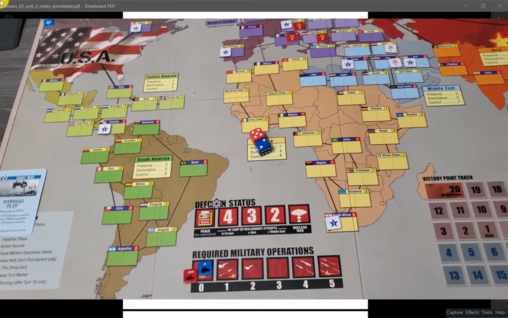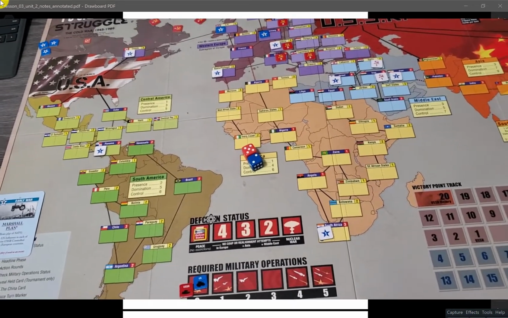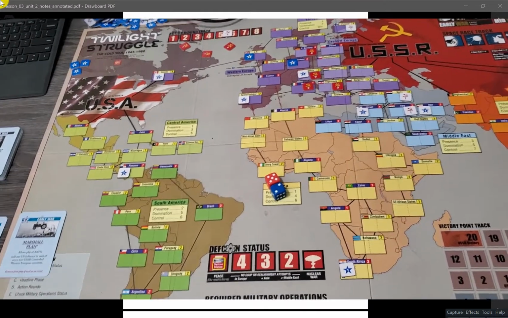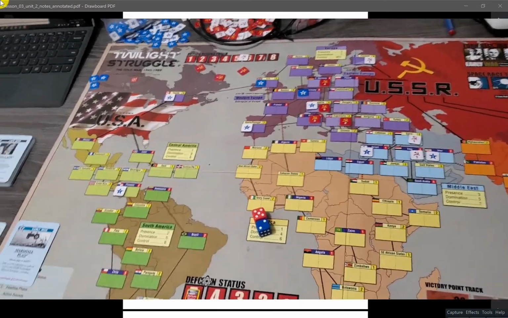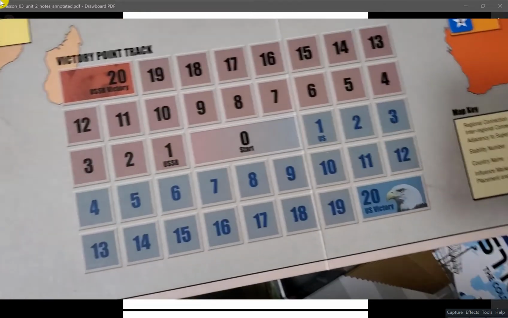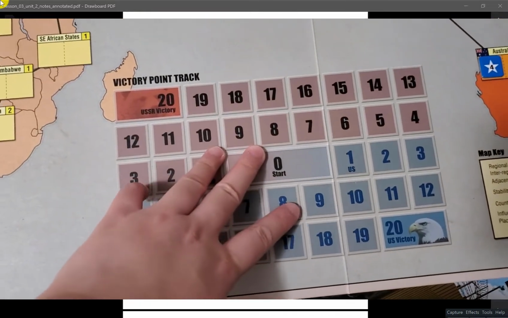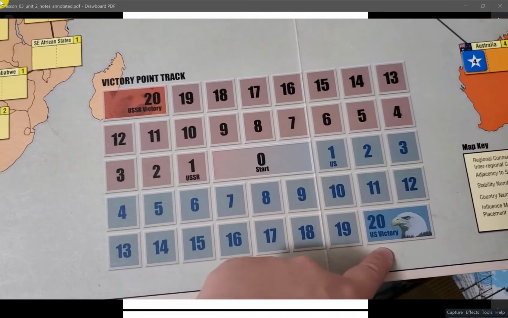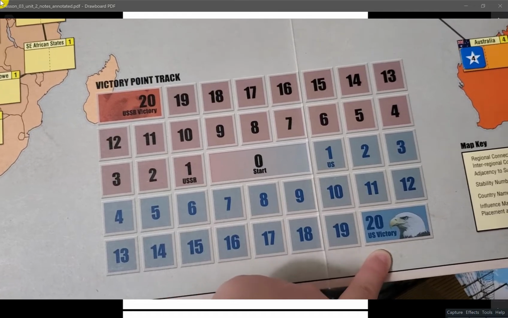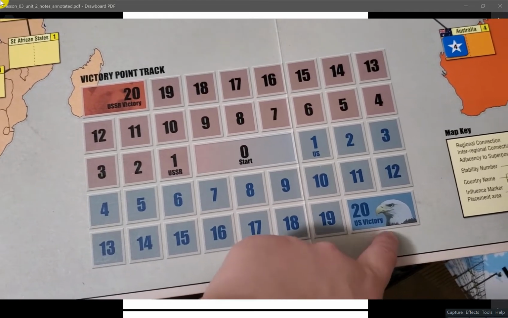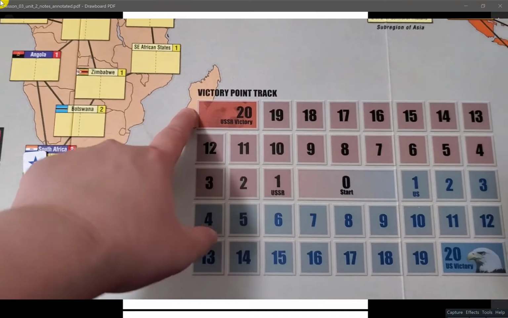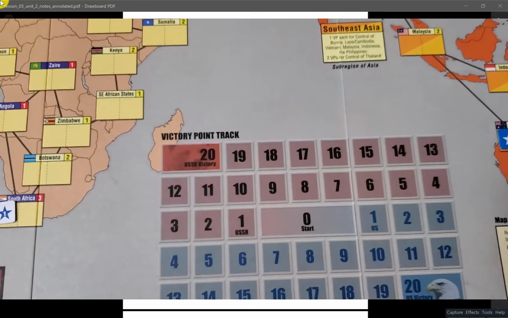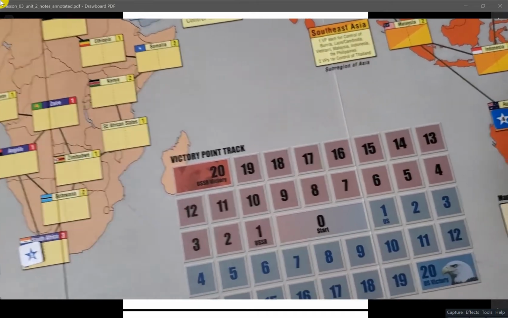Okay, so what does this all have to do with the order of operations? Did I forget to mention anything? Oh yes, how to win this game. There's a victory point tracker, which I forgot to put the marker on here. Basically, if this tracker goes all the way here, with the US having more points than the USSR player at any point, US automatically wins. Any point during the game, same thing with the USSR. So if there's a point differential of 20, then automatically the other player wins.